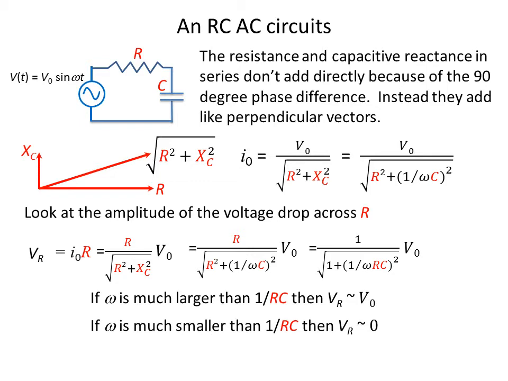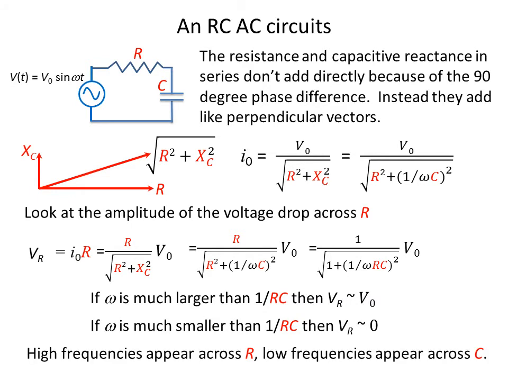If omega is much smaller than 1 over RC, then the amplitude of the voltage across the resistor is about 0. So for high frequencies, the voltage is unchanged or unattenuated, whereas for low frequencies, they are attenuated. So the high frequencies appear across the resistor, and the low frequencies appear across the capacitor.